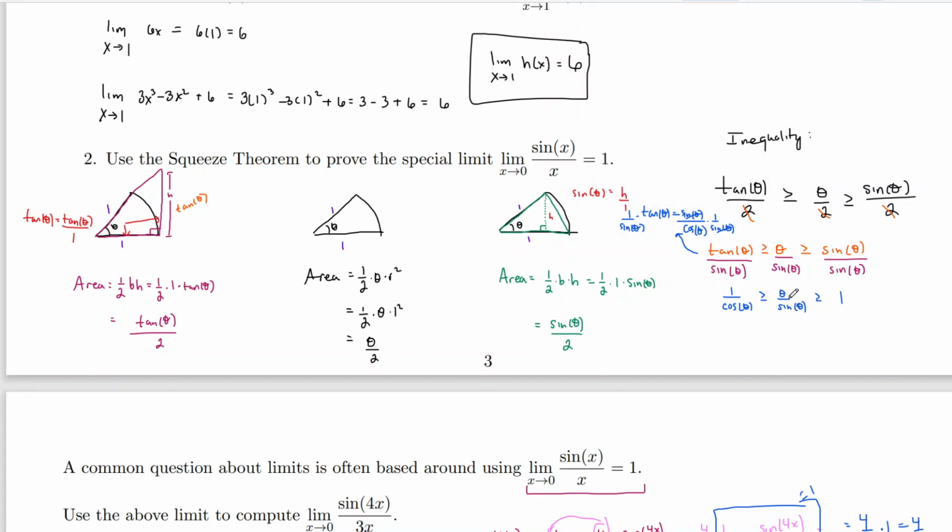Okay. All right, now the very last step here, we've almost got sine of theta over theta in the middle. We have it flipped. You can do the reciprocal of every single part in an inequality as long as you reverse the way it's written. So we can reverse the way it's written. This would be cosine of theta if we do the reciprocal. The inequality gets reversed. Then we do the reciprocal there. We get sine of theta over theta. It gets flipped again, less than or equal to 1 over 1, which is just 1.